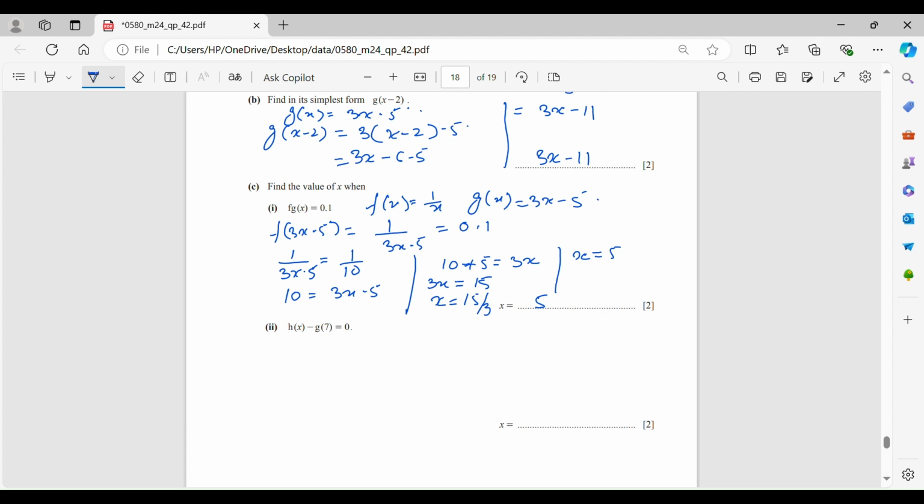So this can be written as h(x) equal to g(7). Now h(x) is given as 2 raised to the power x. This is equal to g(7), where g is 3 times 7 minus 5. So 2 raised to the power x is equal to 21 minus 5. 2 raised to the power x will be equal to 16. 2 raised to the power x is equal to 2 raised to the power 4. So x will be equal to 4. Our answer is 4.